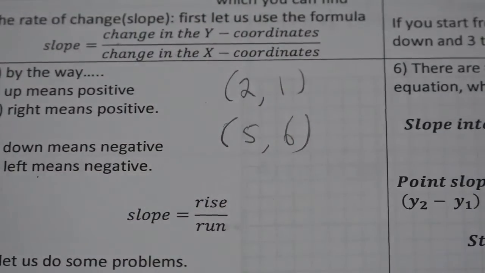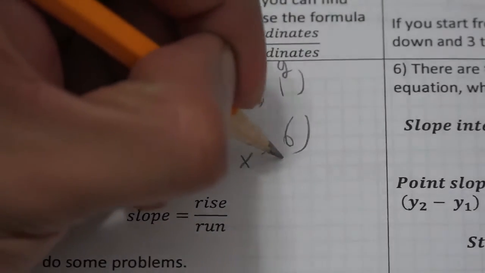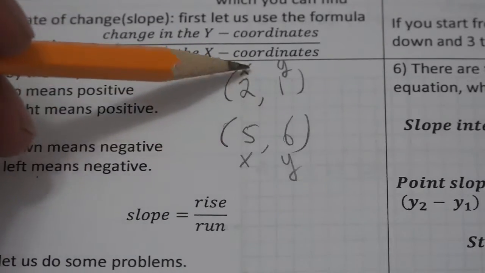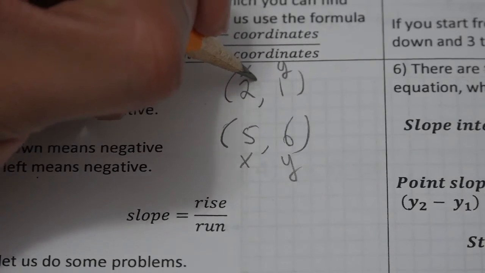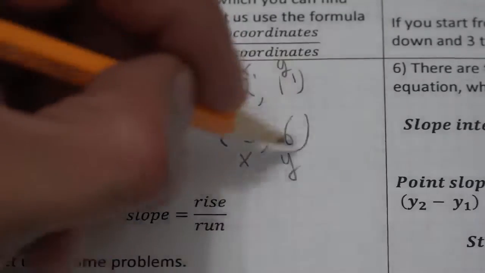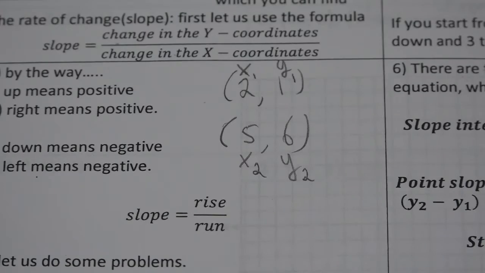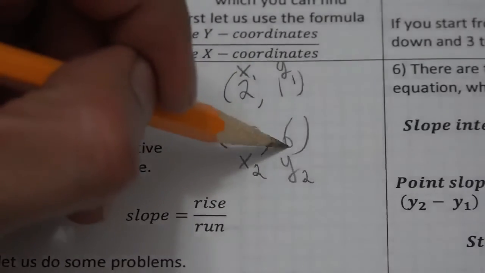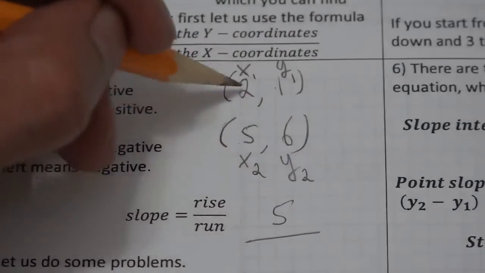Now I'm going to label these points. You already know that this is x and this is y. Now let's label them. Which of these do you want to be the sub 2's and the sub 1's? Well, let's say that this is x1 and y1. The 1's go together. And then this is going to be x2 and y2. Now let's follow the formula for the slope. Subtract the y's. 6 minus 1 is 5 over 5 minus 2 is 3.